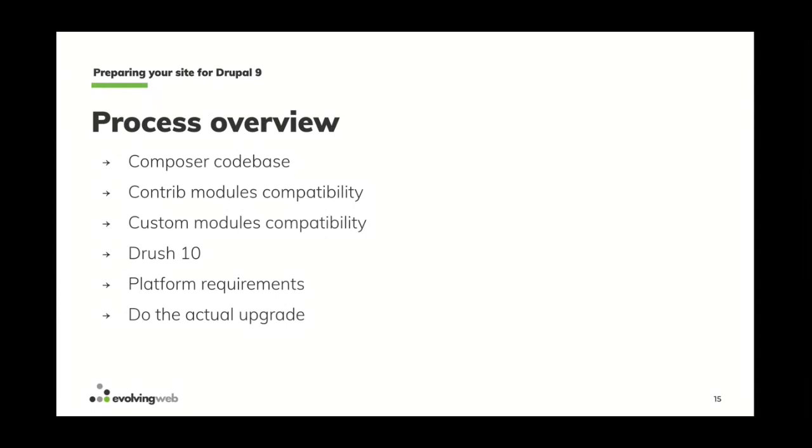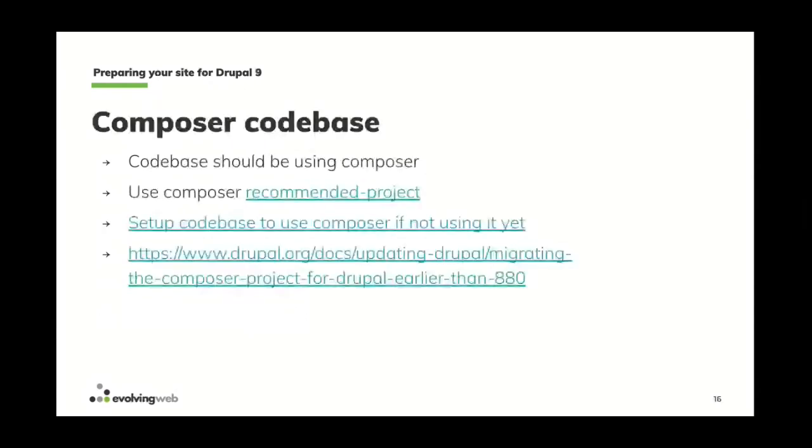As I said, Composer. Sorry, I was reading through that. As I said, the code base should be using Composer. Explicitly, it should be using the new Composer recommended project that was introduced in Drupal 8.8. So if your code base is not using Composer at all, or if it's using the legacy Composer project, you need to upgrade to the new template. How to do that? There is some good documentation on Drupal.org about how to do that. Here in the slides, there are some links to get you covered with this.